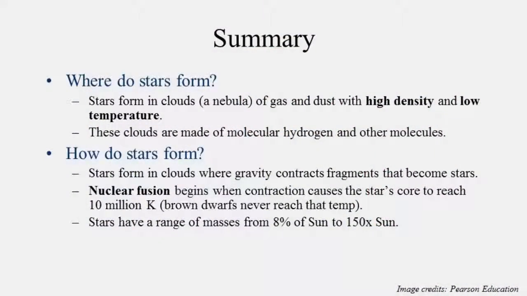We began by looking at where stars form, and we discussed these enormous clouds of gas and dust out in space, often called a nebula. And here we need a cloud with a relatively high density and a relatively low temperature so that gravity is able to contract the cloud down. The cloud will then begin to fragment, and the cloud will break into smaller pieces where gravity can continue to contract it denser and denser.